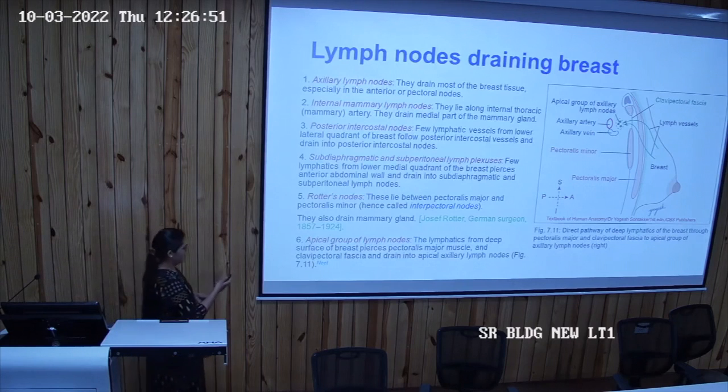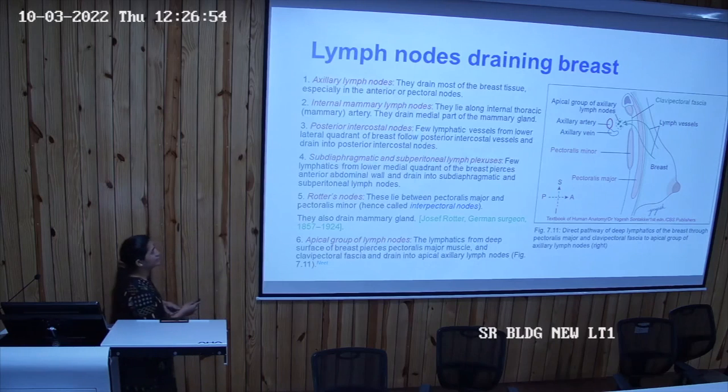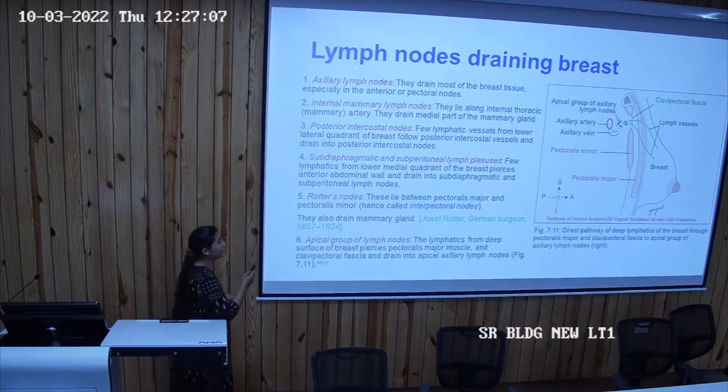So I will just read out these. There is a broader group of lymph nodes: subdiaphragmatic, subperitoneal lymph plexus, posterior intercostal node, internal mammary lymph node, axillary lymph node. Axillary lymph node doesn't end up as a single axillary lymph node. There are multiple group of lymph nodes that are present in the axilla.